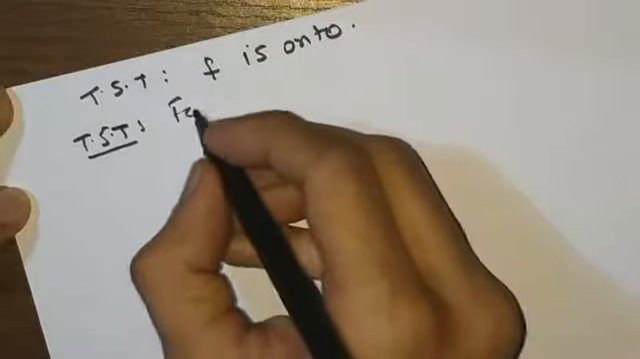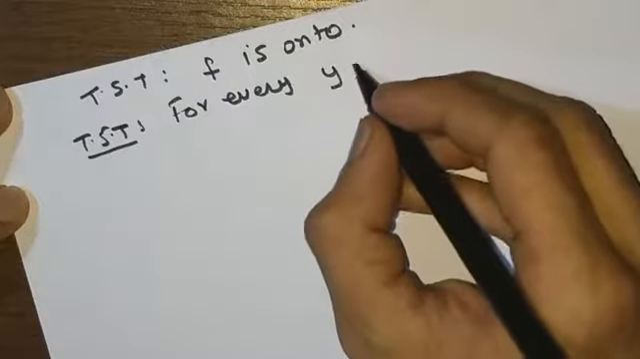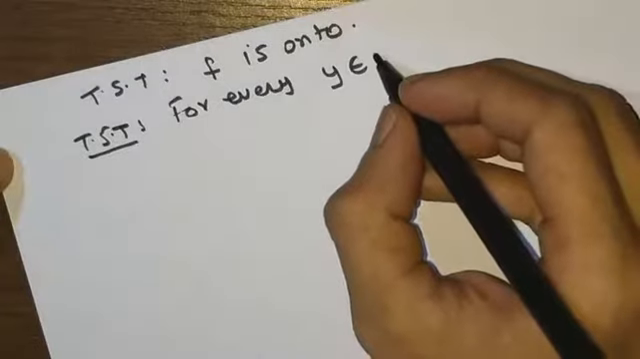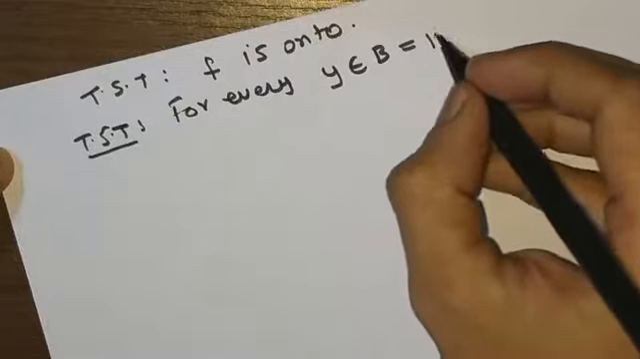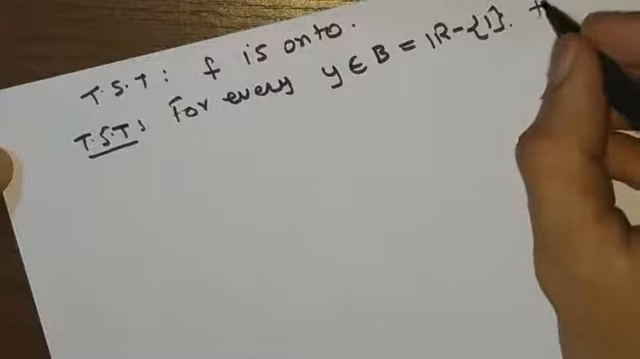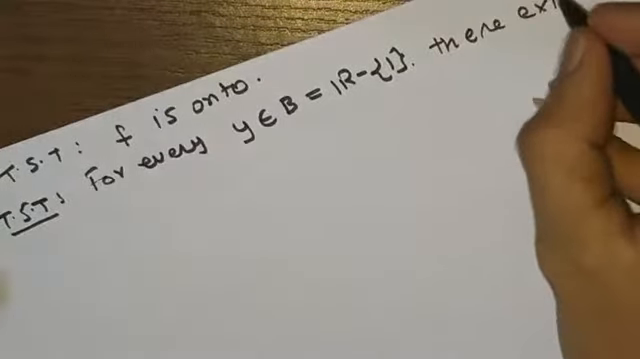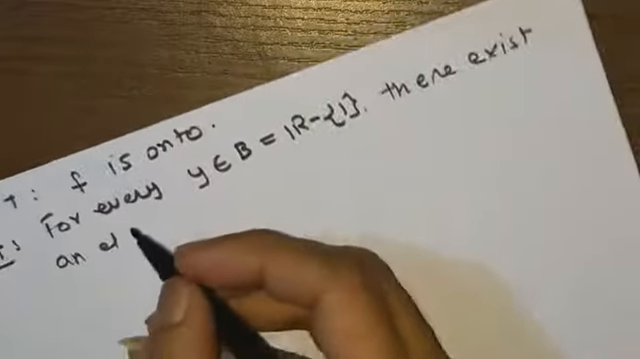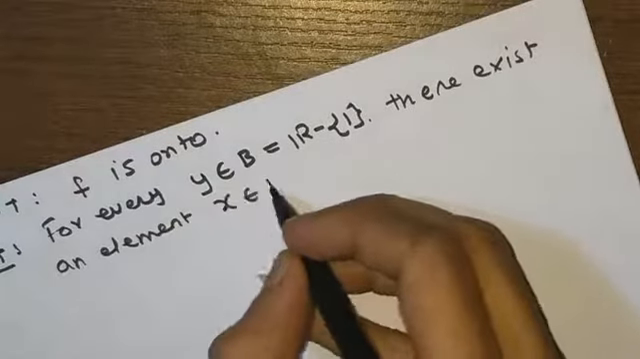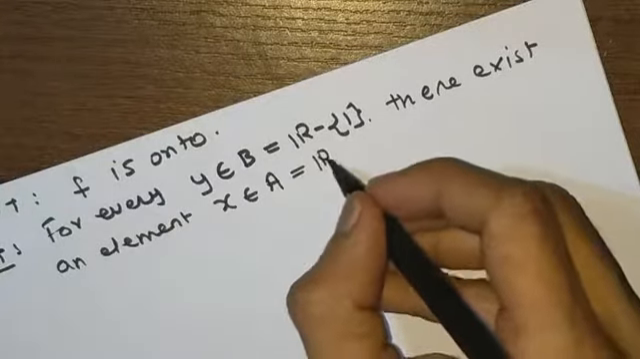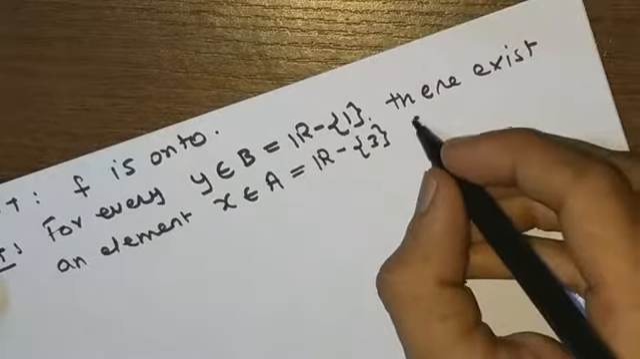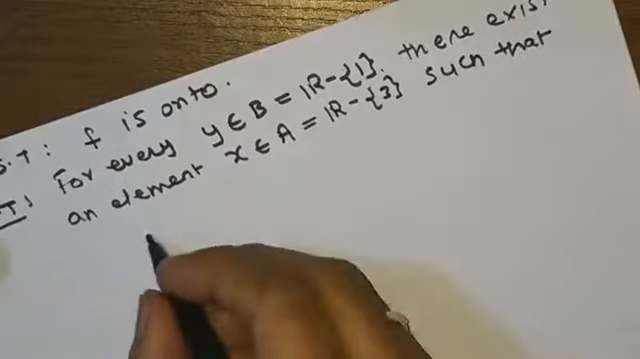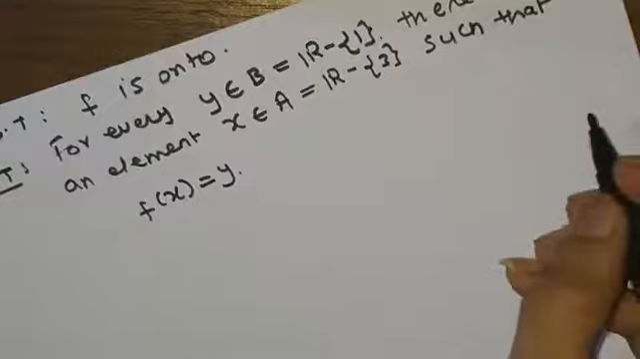So to show that f is onto, that means to show that for every y belonging to the set B, which is equal to R minus singleton set 1, there exists an element x belonging to the set A, which is equal to R minus singleton set 3, such that f(x) is equal to y.